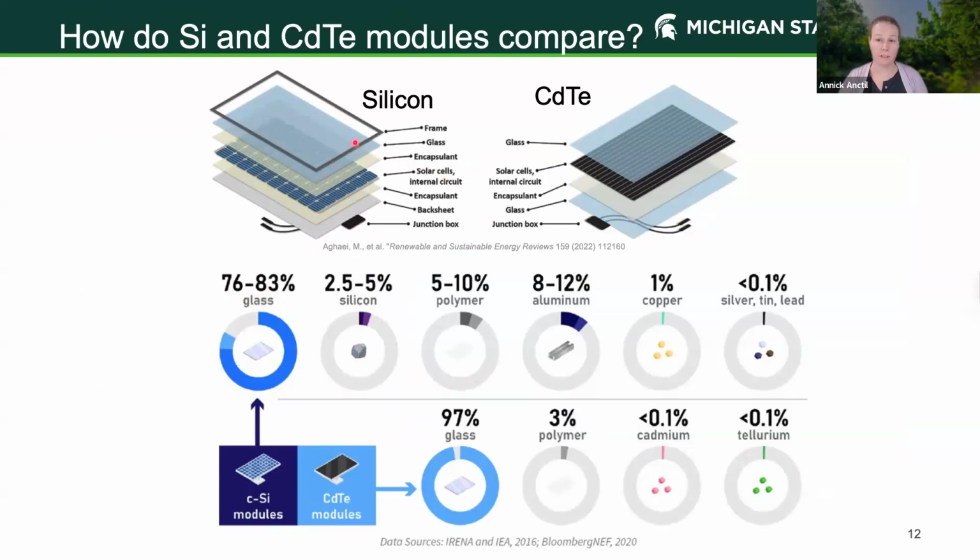Then the difference is the silicon or the cadmium telluride. This is the active element that absorbs the light and produces electricity, but it is a really small fraction of the material in the module.